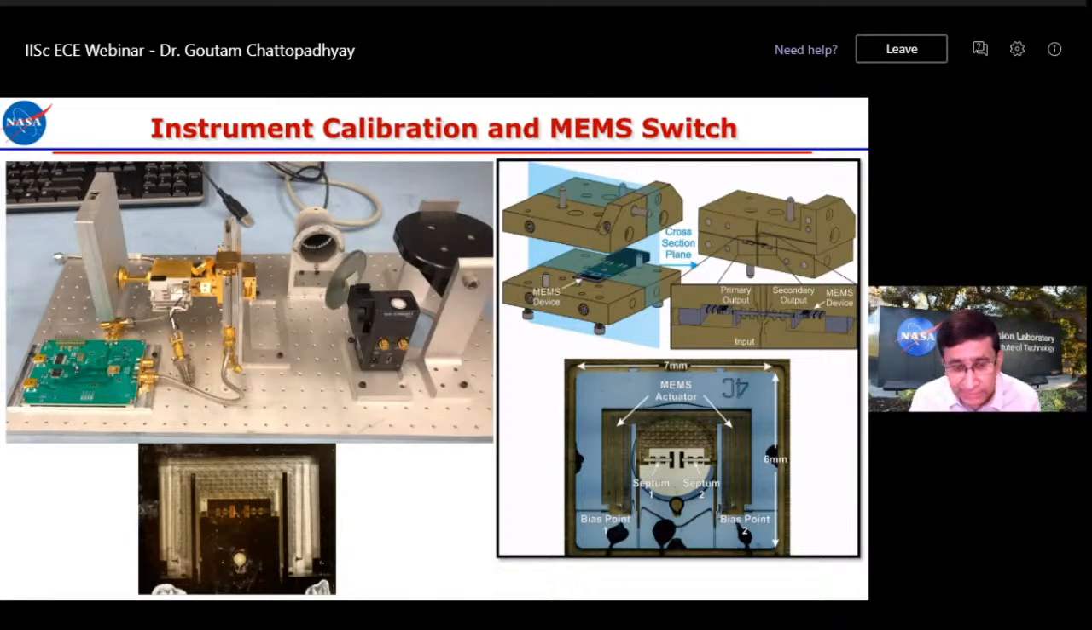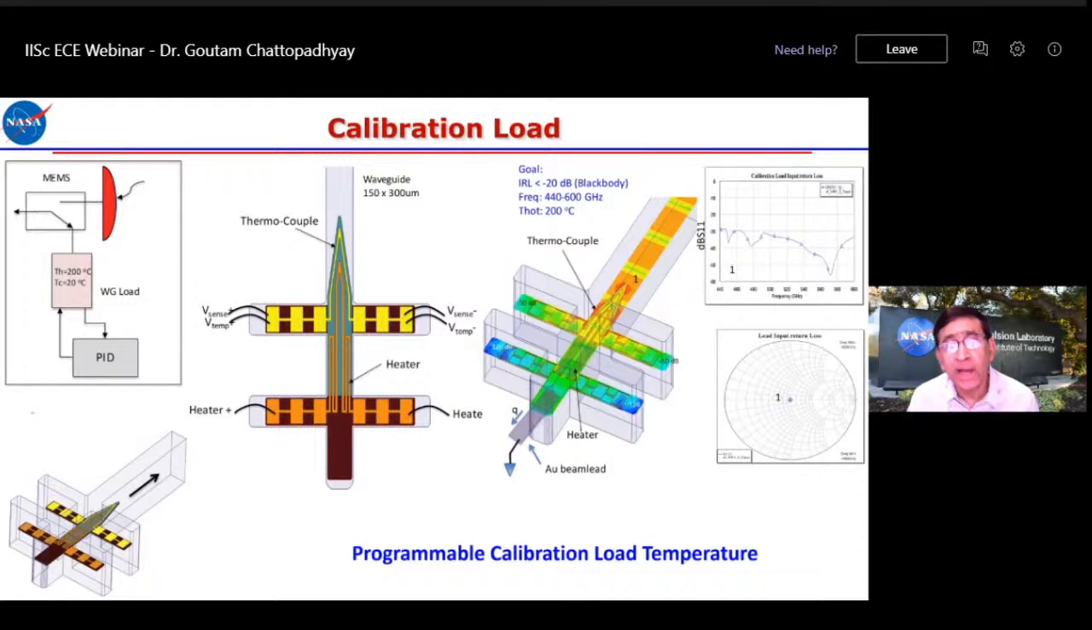Okay, so then next, the calibration load. I told you that for the switch we need to have a calibration load. So what we did, we developed a thermally controlled calibration load in a waveguide where you can heat it up, and you have a lot of sensors. You have a PID controller so that you can maintain the temperature. So we need a linearly changeable temperature load, and that is very highly matched so that this waveguide can connect to the load. We have developed that as well. So this is a programmable thermal calibration load.